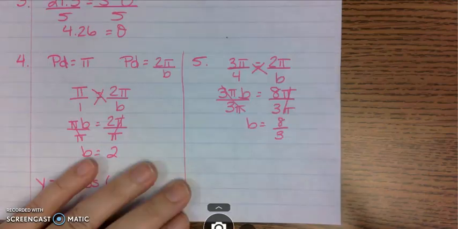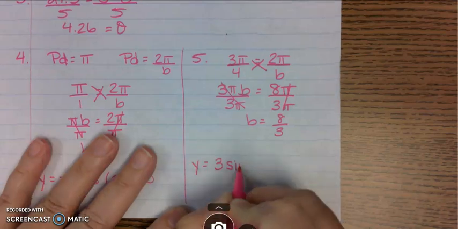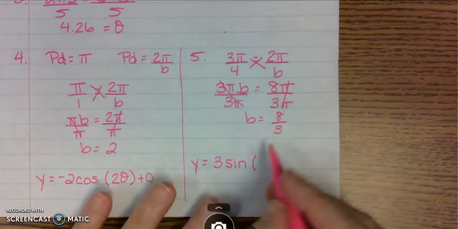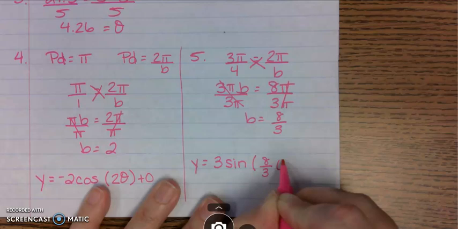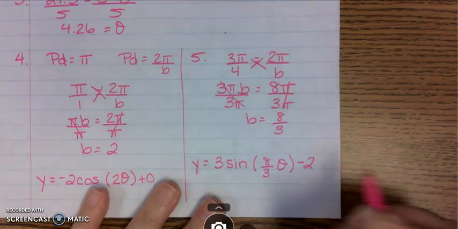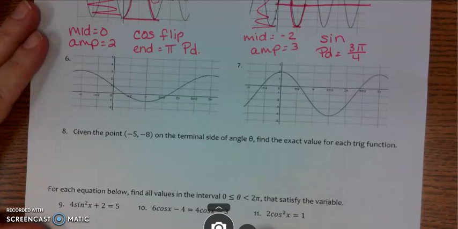It will be obvious. So here we go, y equals, my amplitude was 3, sine, and it was not flipped. B is 8 over 3 theta. Midline was -2. Okay, so there's that. We're doing really well, aren't we?